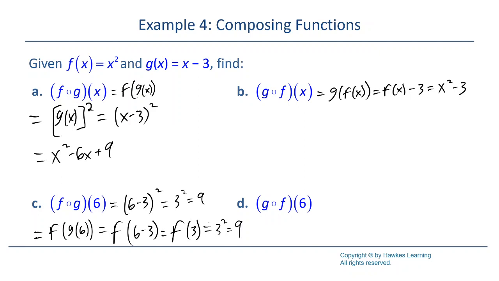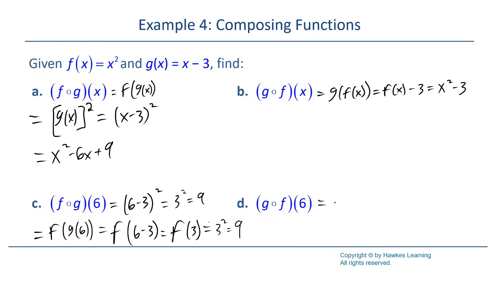If you only have to do one calculation, it might be faster just to do this second way, because if you have to do multiple compositions, it's probably easier just to find f of g of x or g of f, or whichever order it is. If you only have to do one computation, you save time, because then you don't have to go through this process of finding what is f of g of x. You can just go, okay, g of 6, that's 3. And so then f of 3 is 9.